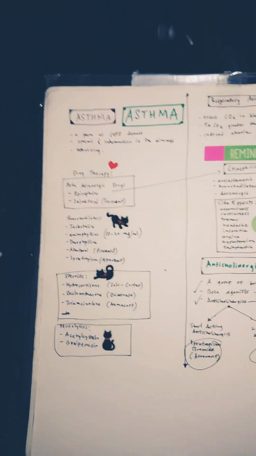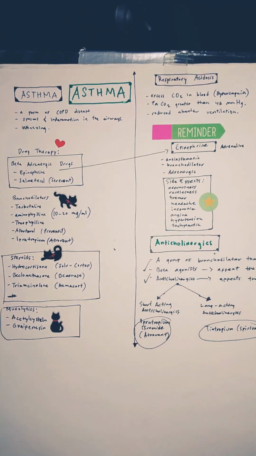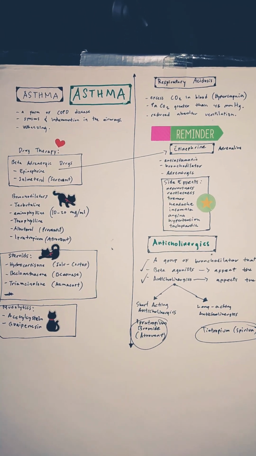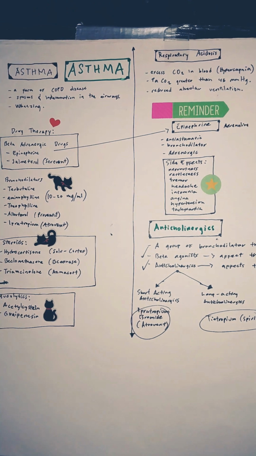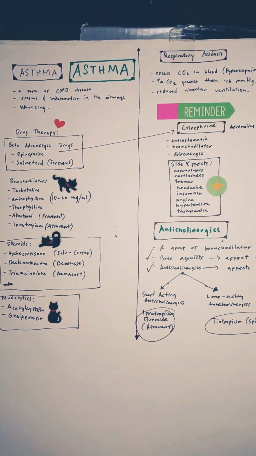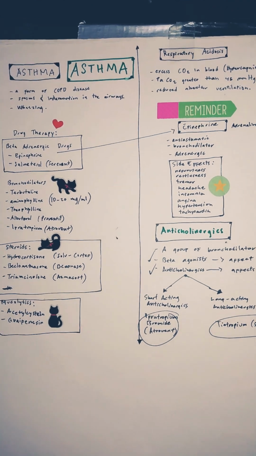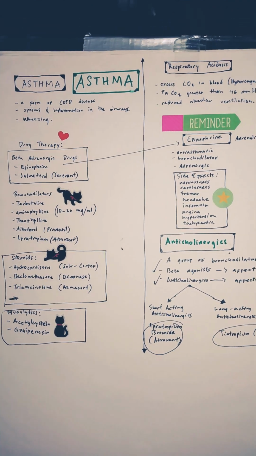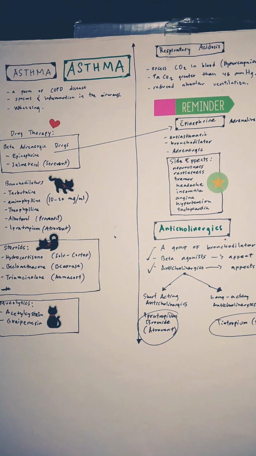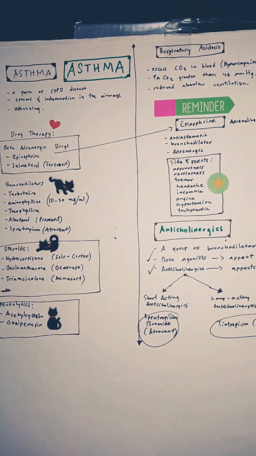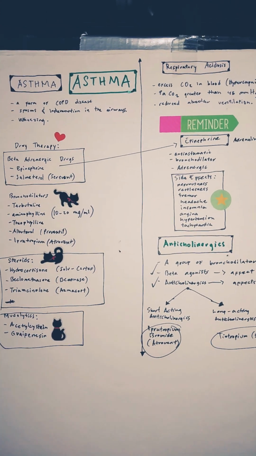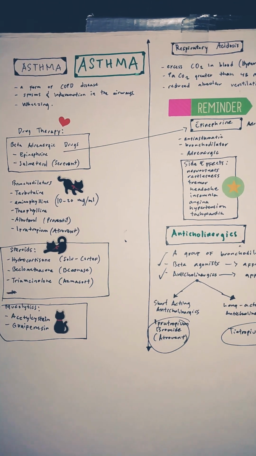Today we're going to go over asthma. Now, this is going to be a short review, might be a 2 minute, a 3 minute review. Specifically, we're going to go over the drug therapy, the drug therapeutics for a patient with asthma. As we all know, it's a form of COPD disease in which there's spasms and inflammation in the airways, right? Usually, the patient, when we assess, would have wheezing, right?